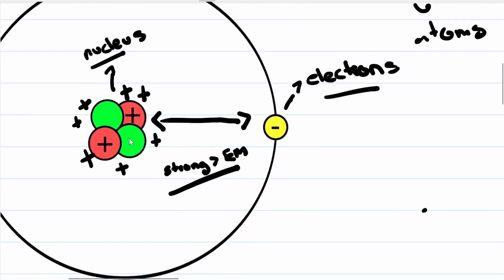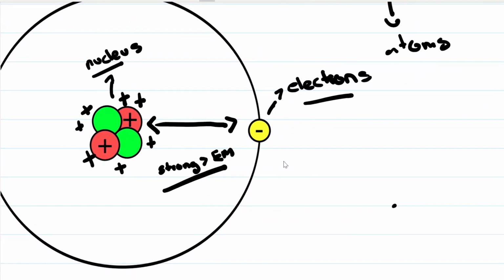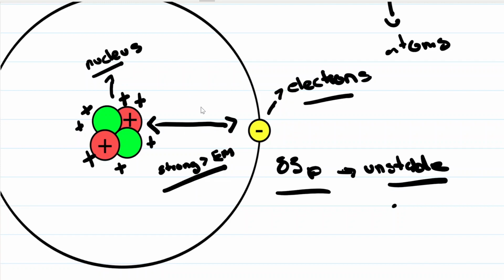And this also gives the reason why after about 83 protons, the atom becomes very unstable. Right? So the strong force is what keeps the atoms together. But if you have too much positive charge, like is the case with 83 protons, that's when the atom becomes unstable and becomes radioactive. And that's very important to note as well.